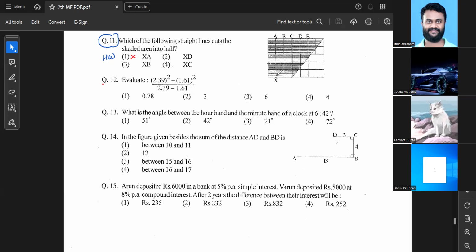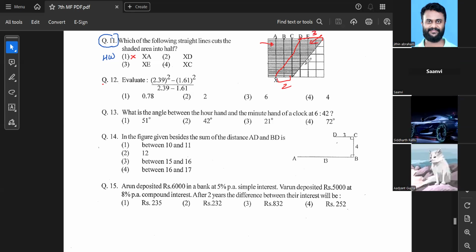Now the next question is, will XT cut this area into half? Maybe. Yes, there is a possibility. So how can we find? We can obviously compare this area with this area. What is this actually? This is a trapezium. Here we have 3 units and here we have only 2 units. It's a trapezium, right? You will have to solve this as a trapezium.